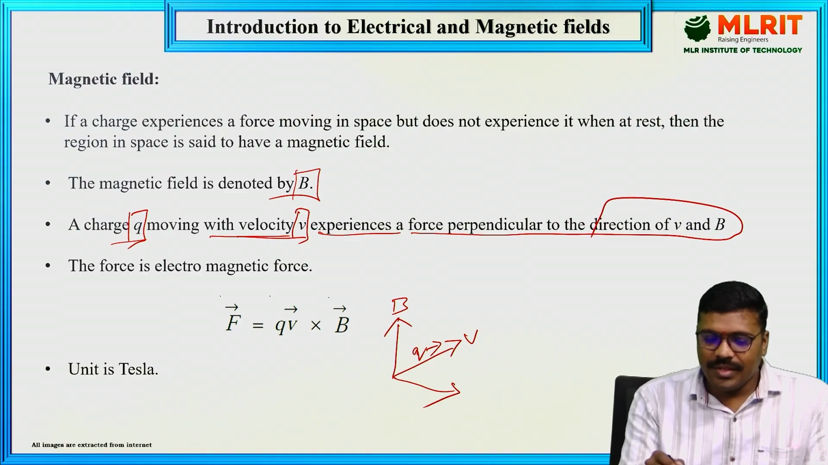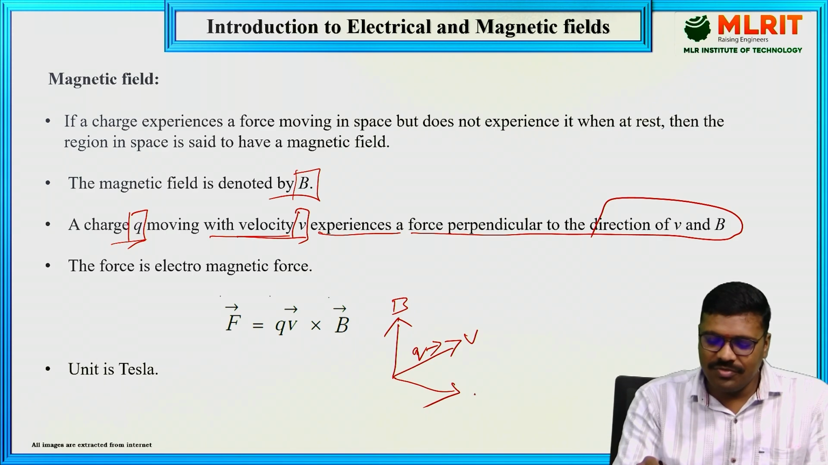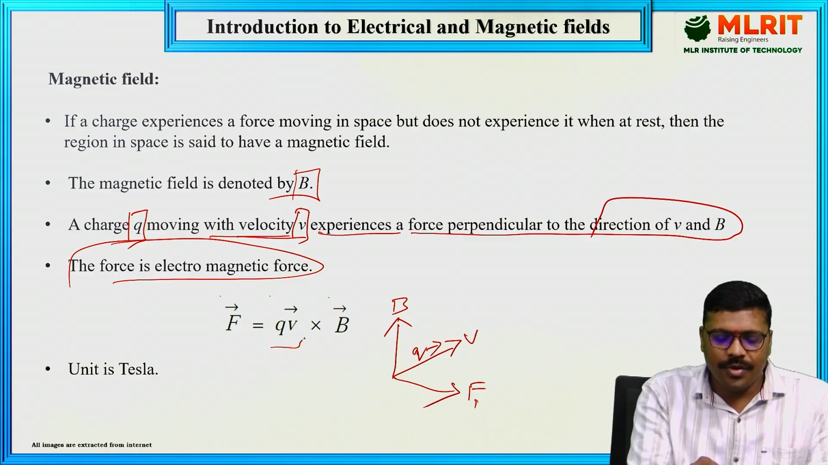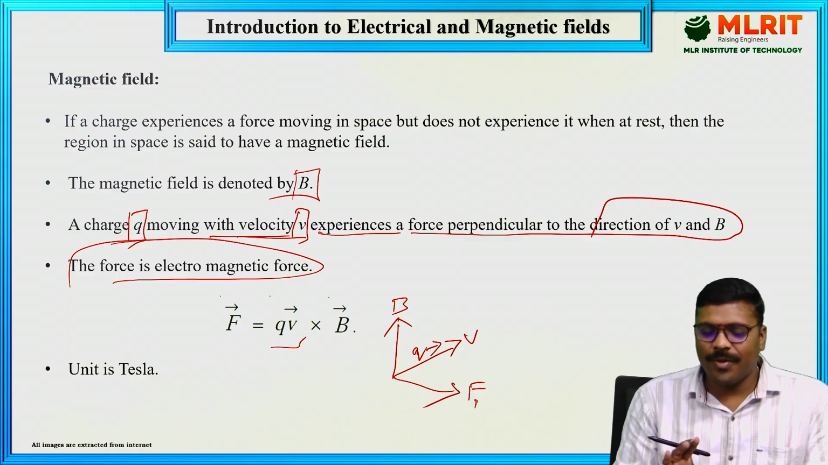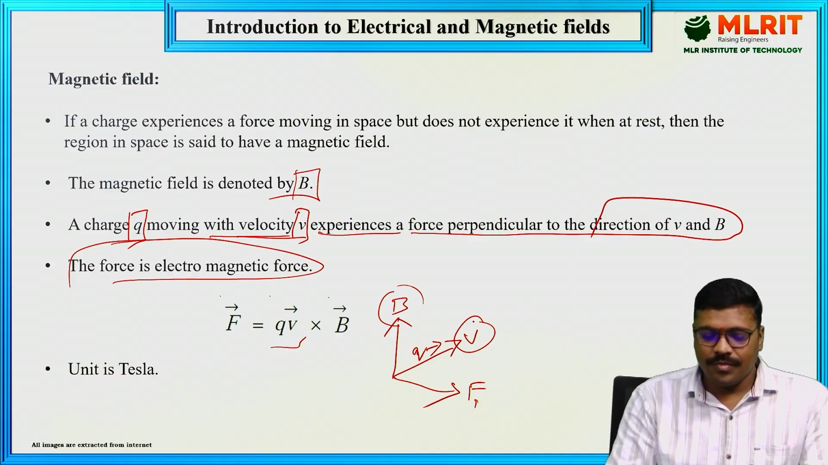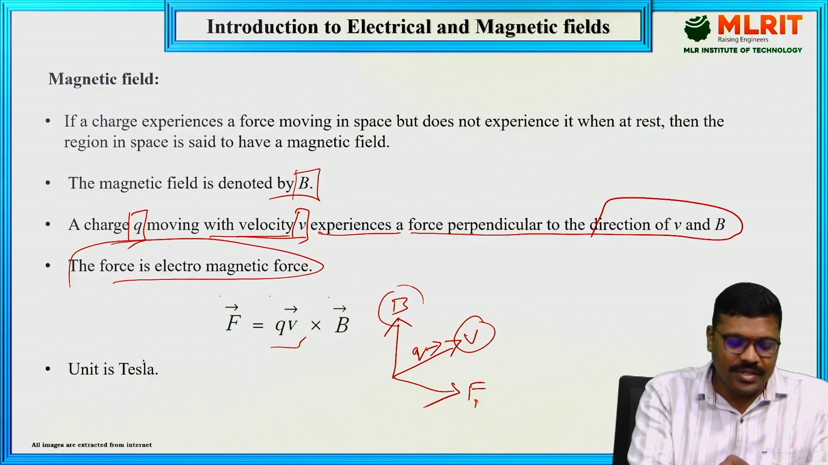Next, the force developed while the charge is moving in one direction will be perpendicular to both V and B. So this will be the electromagnetic force, equal to Q V bar cross B bar. It is perpendicular to both the magnetic field and the velocity direction. The unit for the magnetic field is Tesla.